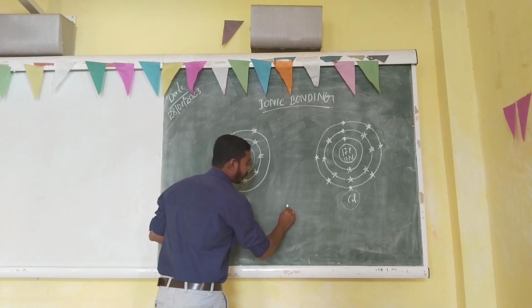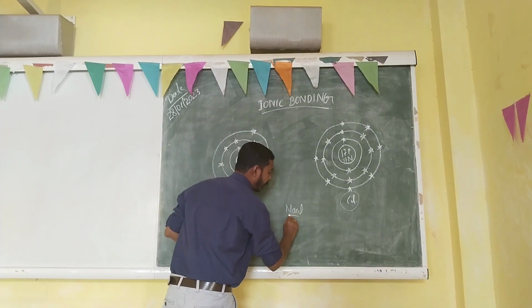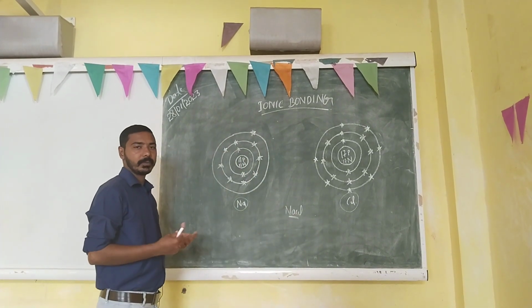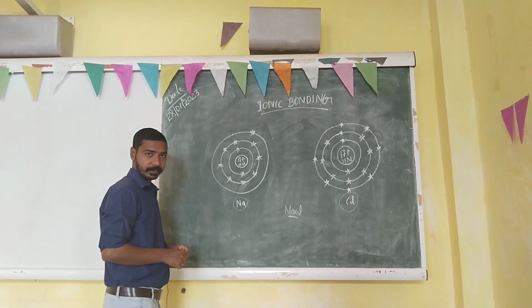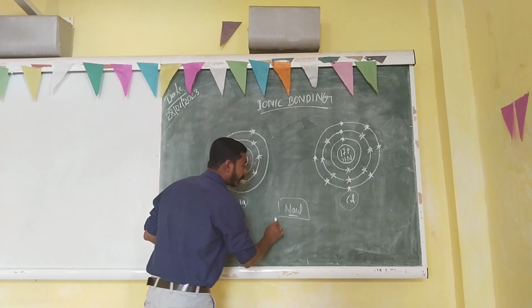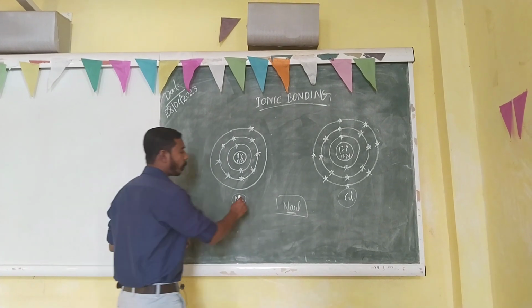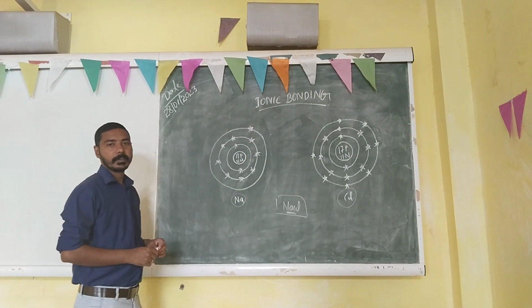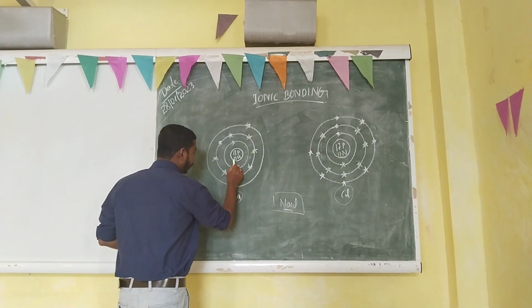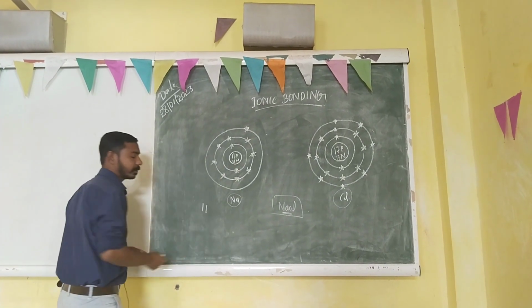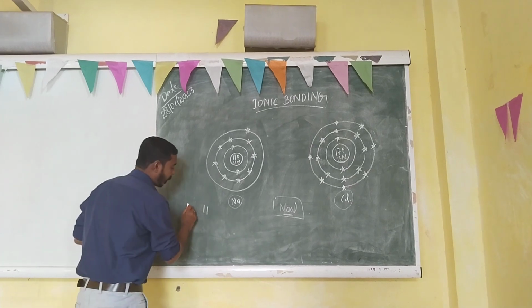We know that sodium chloride, NaCl, is a compound that we commonly use in our homes, and its common name is common salt. How does the bond form between sodium and chlorine? Let me check out how. Here, the atomic number of sodium is 11.